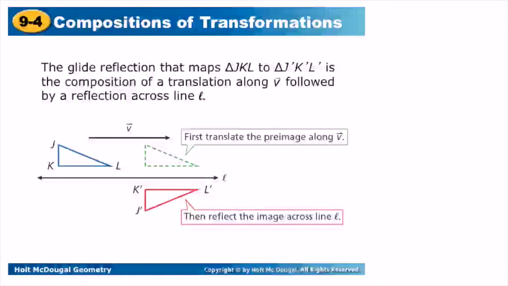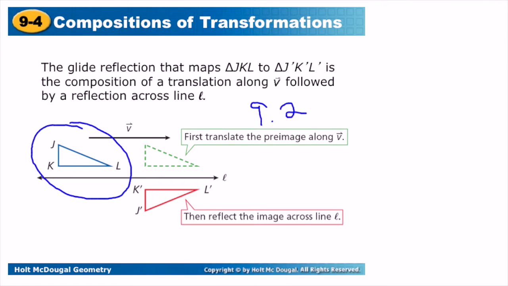So your glide reflection here, you're going to be making your translation and then reflection. That's all that this slide is showing you here. So your original triangle, JKL, moves along this vector, V, and shows that you're translating over. So that's what you learned in section 9.2.